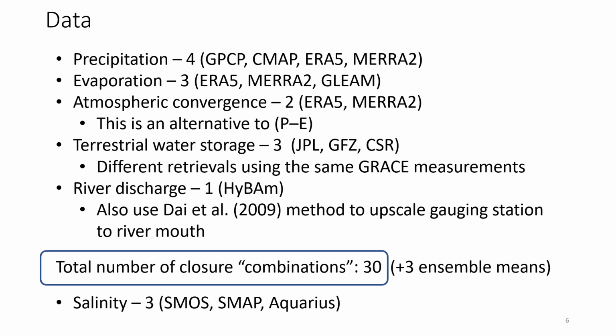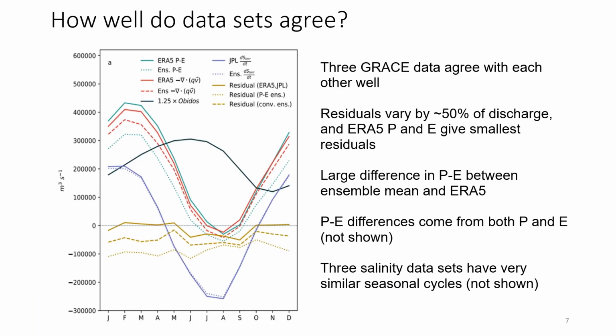There are 3 ensemble means. There are also 3 salinity data from SMOS, SMAP, and Aquarius satellite measurements. And this figure summarizes some of the results. First, we can see those bluish colors show the GRACE total storage data. Here we show the JPL retrieval as the solid line and the 3-product ensemble average as the dashed line. And the 3 GRACE data agree with each other very well in terms of the seasonal cycle.